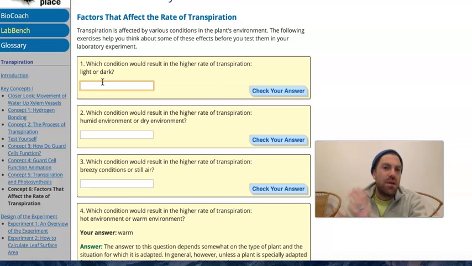So would there be more transpiration, more water loss through open stomata in light or dark? Well, if it's dark, it's not going to be doing photosynthesis, so it'll have its stomata closed. So the answer is light.